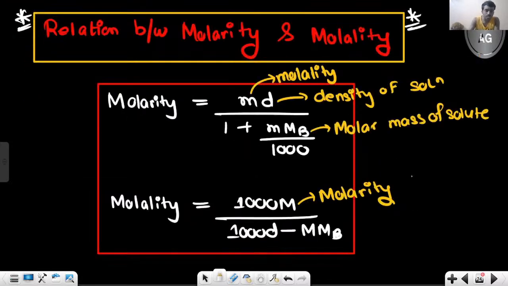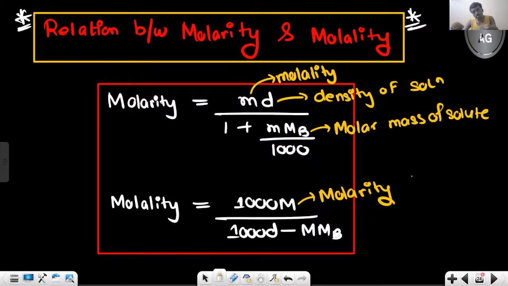Okay, the small things to make a note of. Next, we have learned about the relation between molarity and molality. For that, we need the density of the solution. If I have to find out molarity with given molality and density, then I will use the formula M D by 1 plus m M_B by 1000. Small m is molality, D is density of the solution, capital M_B is the molar mass of the solute. This is molarity you are finding out from molality and density.